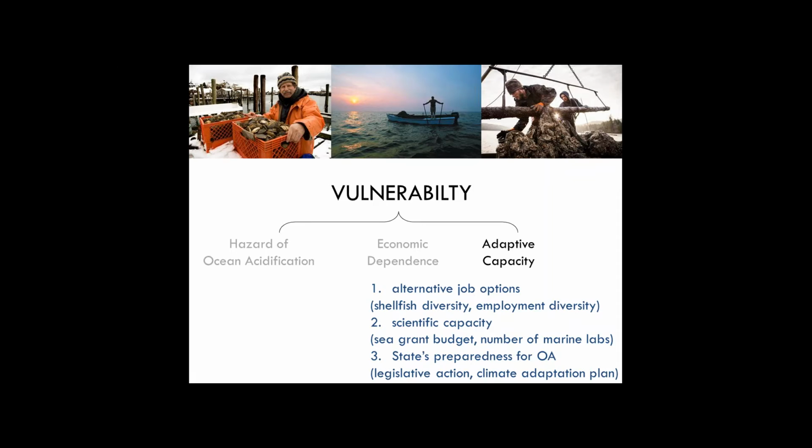Secondly, we looked at scientific capacity. Because the Pacific Northwest story is really a successful adaptation story, at least as of yet, and science played such a large role in that story. We looked at 2 measures of scientific capacity, the sea grant budget and the number of marine labs in the region. And lastly, we looked at a measure of political support, and in this case, state preparedness. And we looked to see if a state had taken any action on ocean acidification. And we ranked that, and that was legislative action, and have they allocated money to research and monitoring or adaptation, etc. And we also looked to see whether a state had a climate adaptation plan as a gross measure of potential political support for doing something about ocean acidification.